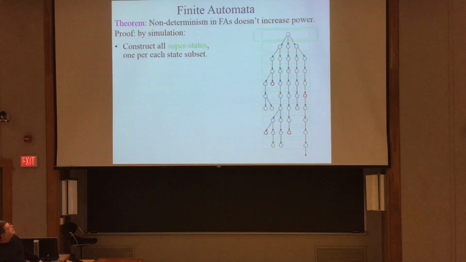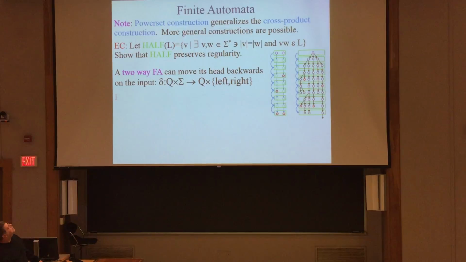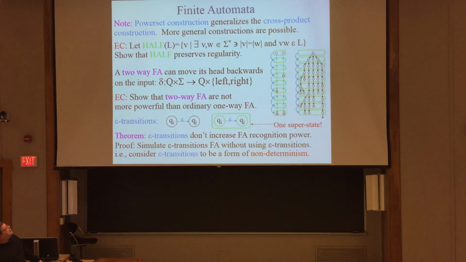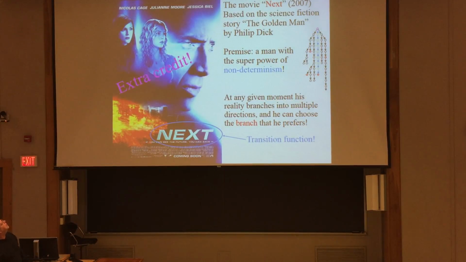We'll see examples. But just to jump ahead a little bit, there's a movie with Nicolas Cage called Next. Some of you ever seen it? Not in danger of winning an Oscar or anything like that. But it's about a guy who has a superpower, but not like Superman, Flash or Aquaman or Wonder Woman. His superpower is non-determinism. His reality can split and bifurcate, and he can parallel experience several different alternate universes and pick the one he prefers and stay with that.